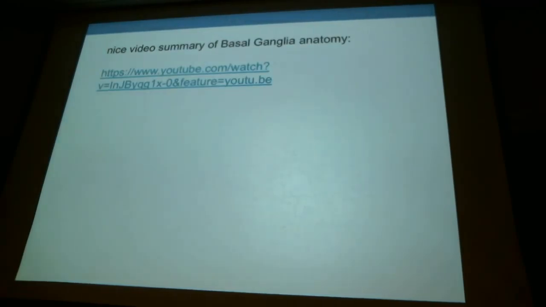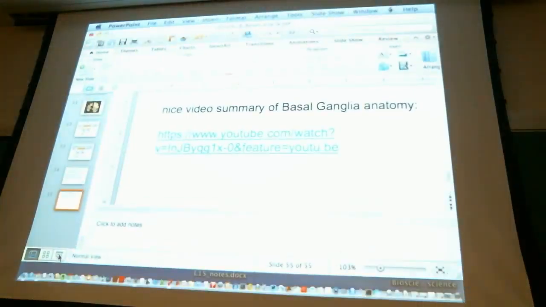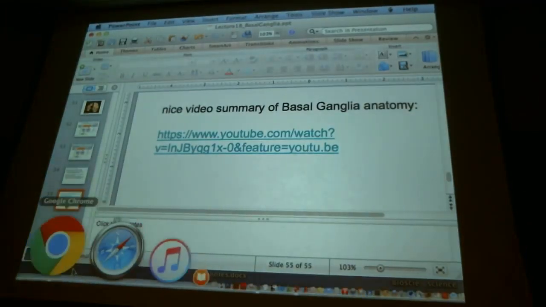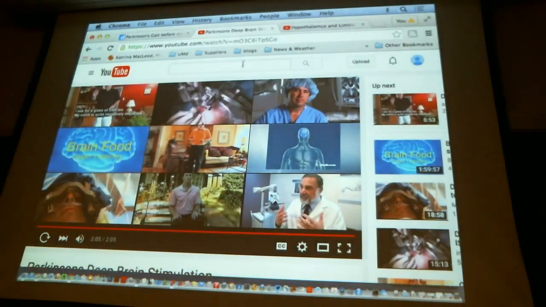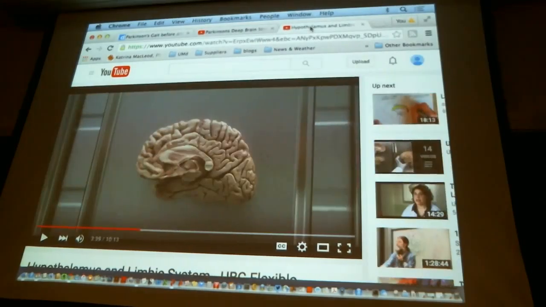Okay. And now you can relax your brain a little bit. Because the anatomy of this area is kind of hard to picture and see, there's a nice video summary of the basal ganglia that I wanted to play for you. So let's see.